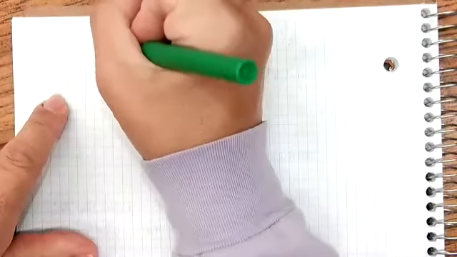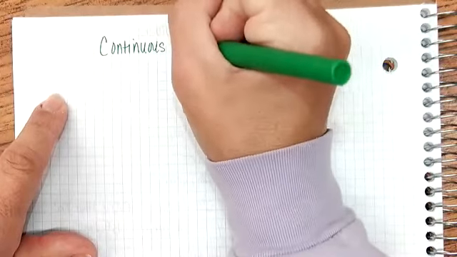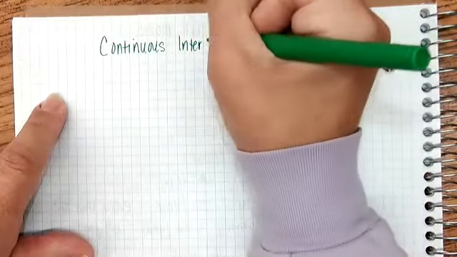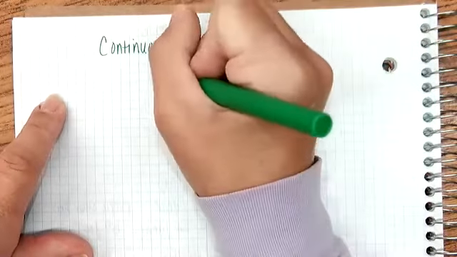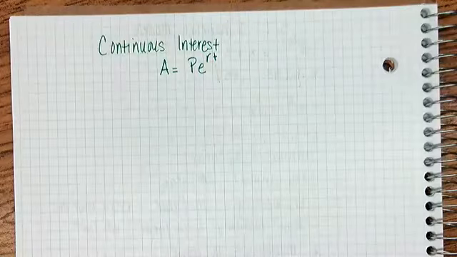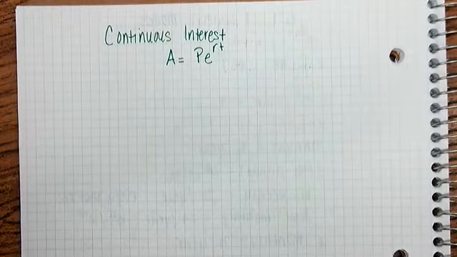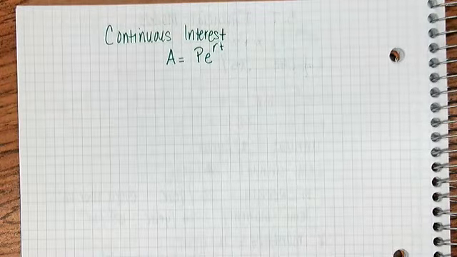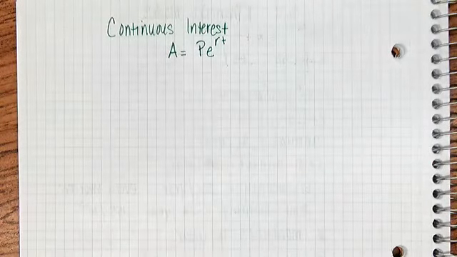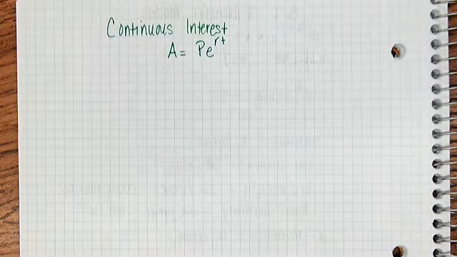Continuous interest involves e. They call it compounding continuously. A equals Pe to the rt. It's another formula. It's compounding interest continuously, which doesn't really make a whole lot of sense. Do we really compound continuously? No, but this is going to matter when you're doing bacteria and things like that. But you should know the formula for compound interest.